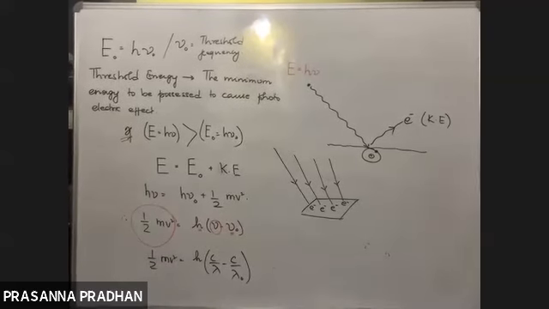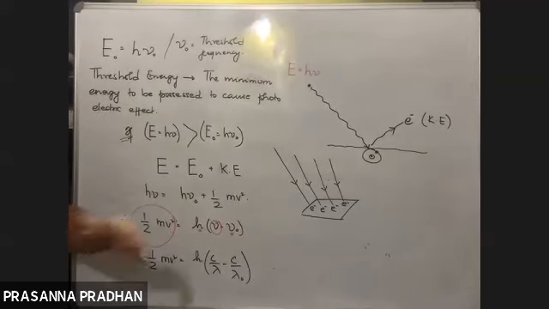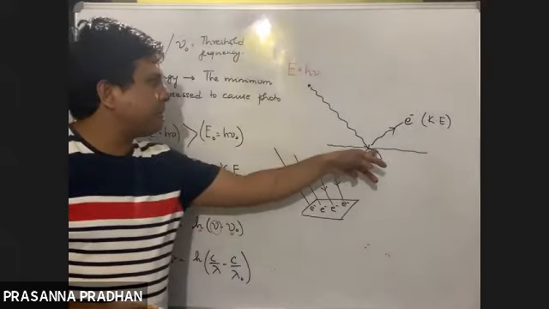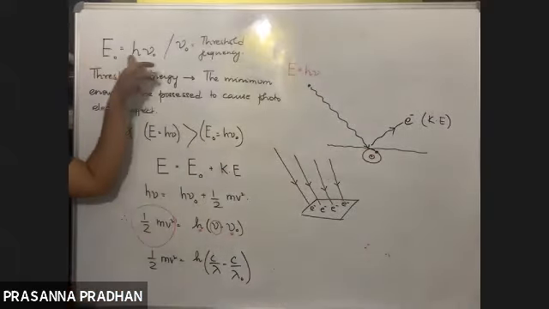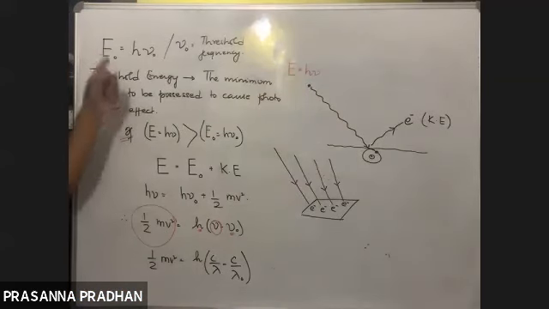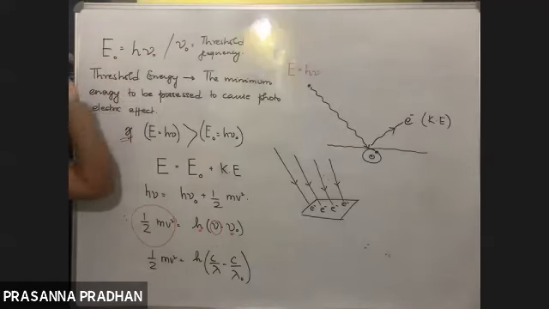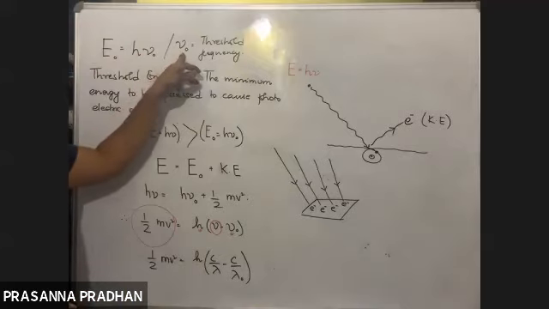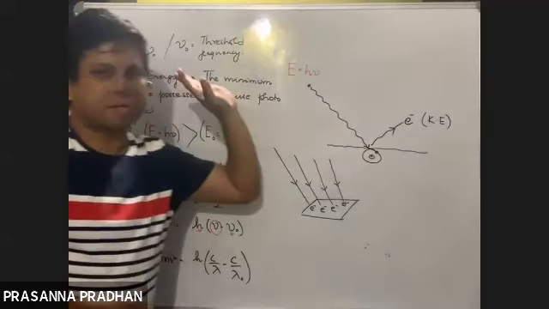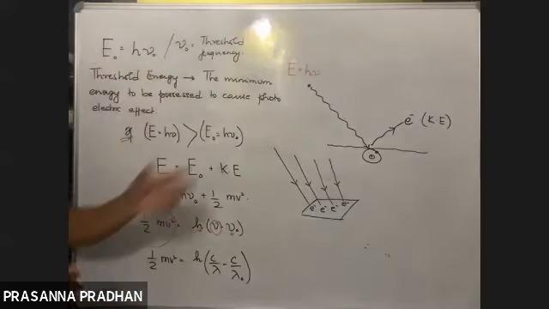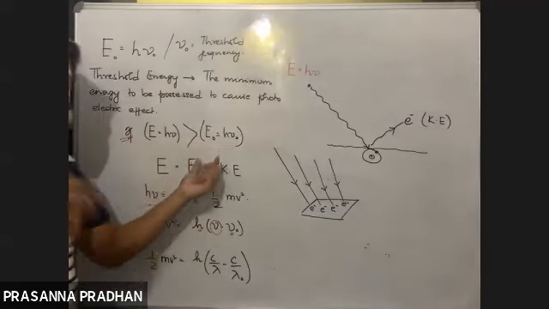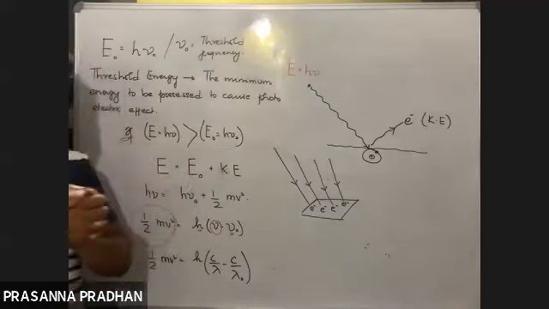Once more I'm telling you, it's a simple thing. To cause ejection of an electron, the incident light must have a minimum amount of energy, which is known as the threshold energy. The threshold energy E naught equals h mu naught, where mu naught is the threshold frequency. What is threshold frequency? The minimum frequency to be possessed to cause ejection of electrons. If the energy of light is greater than the threshold energy, then only will the photoelectric effect be observed.